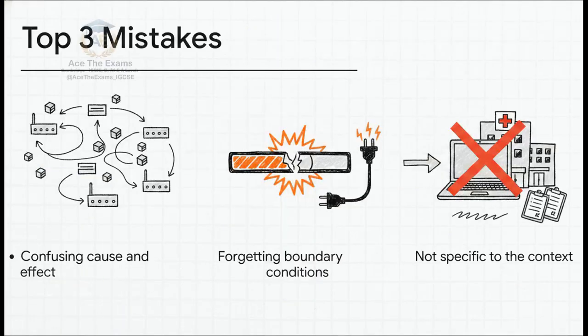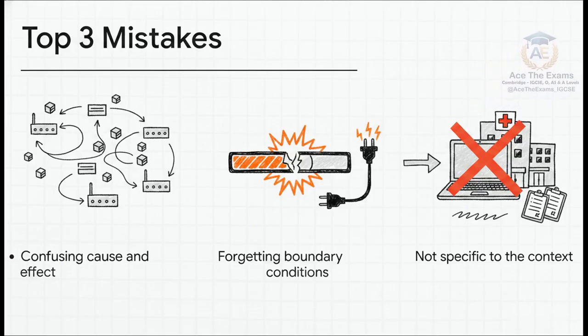Let's break down the top 3 fatal mistakes candidates make, which block them from the top grade boundaries. Mistake number 1, confusing cause and effect. Students often state that a slow network is caused by the server simply being far away, rather than explaining the technical reality of increased latency due to multiple packet hops, propagation delay, and router processing times.